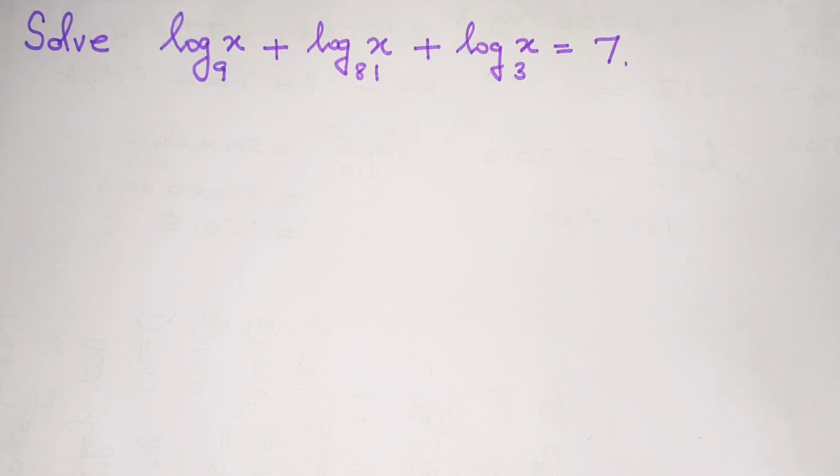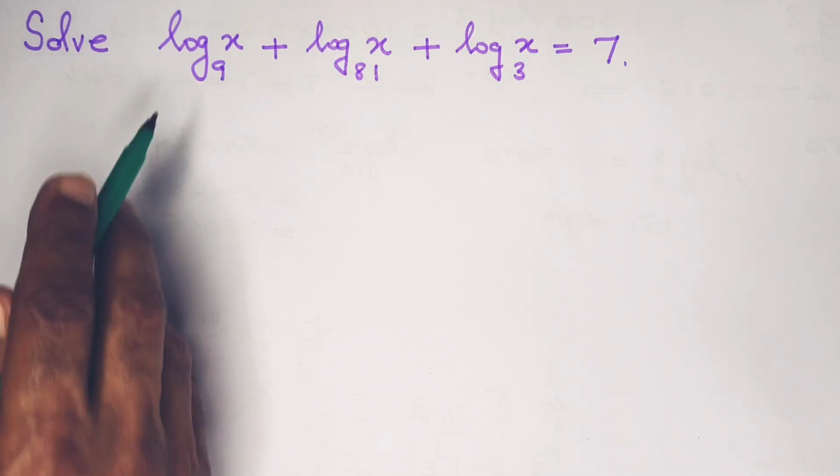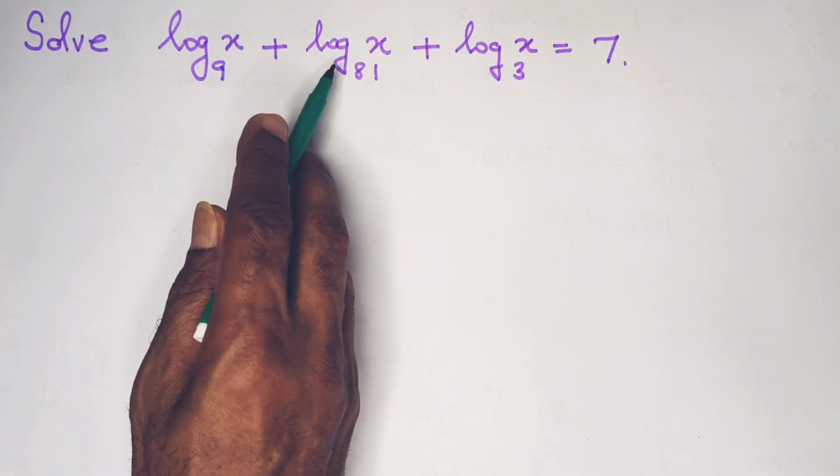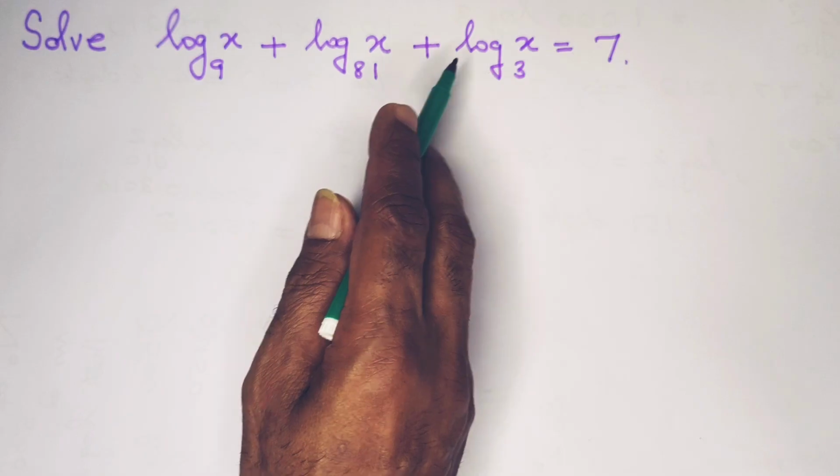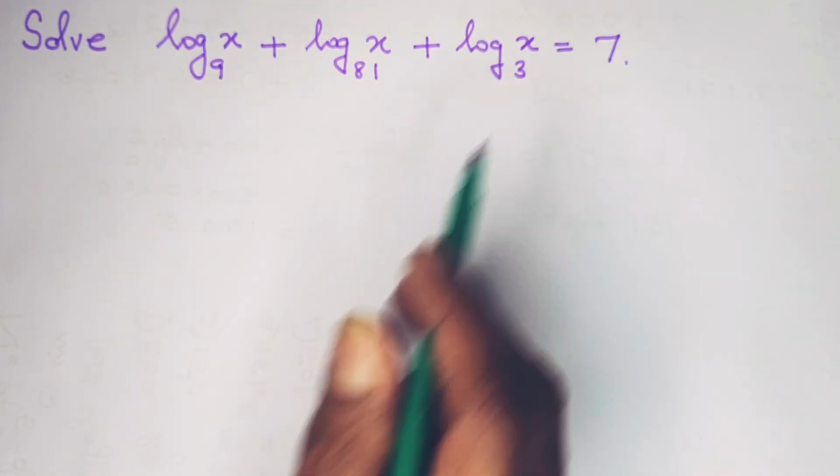Hi friends, in today's video, we are solving a logarithmic equation with different base figures. The equation is log x to the base 9 plus log x to the base 81 plus log x to the base 3 equals 7.